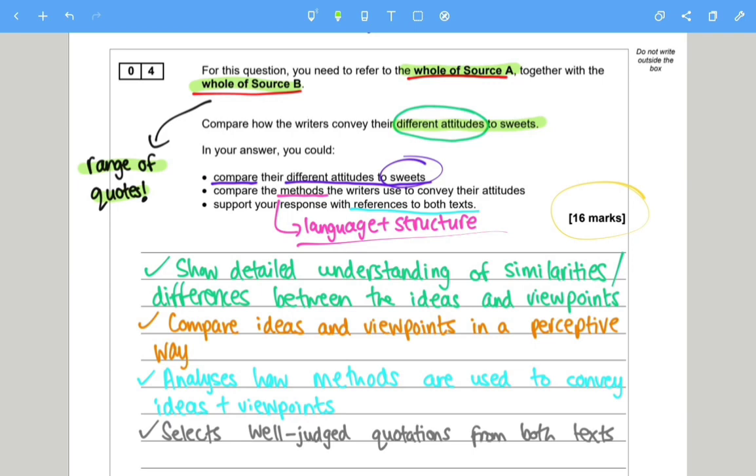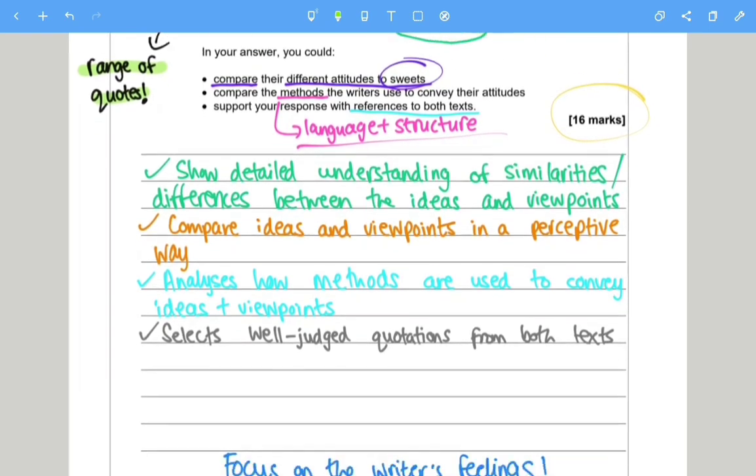Not only that, you need to compare structure. So how is the text organized in source A and source B? Is it the same or is it different? How does the focus shift from the beginning to the middle to the end? Has the writer used juxtaposition? Has the writer used a flashback? Has the writer used a flash forward? So these are things you need to consider when answering this question.